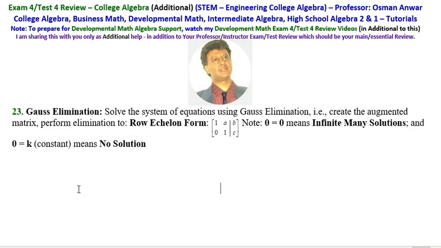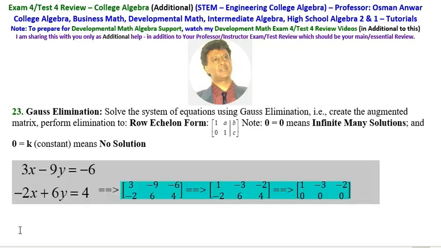Number 23 is another Gauss elimination. Solve the system of equations using Gauss elimination. That is, create the augmented matrix, perform elimination to row echelon form. That is 1 in the diagonal, 0 below the diagonal, and the A above the diagonal, and the result is BC. Note 0 equals 0 means infinitely many solutions, and 0 equals constant K means no solution.